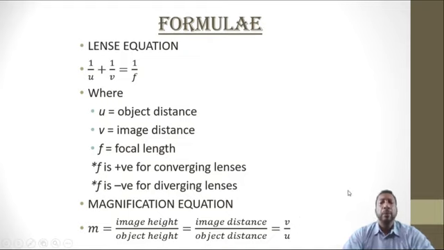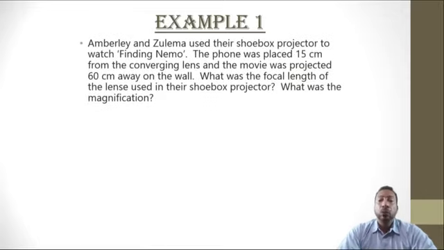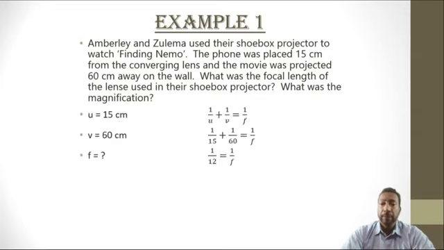So let's look at an example. Our first example. Let's say Amberly and Zulema used their shoebox projector to watch Finding Nemo. The phone was placed 15 centimeters from the converging lens and the movie was projected 60 centimeters away on the wall. What was the focal length of the lens used in their shoebox projector and what was the magnification? So we identify our givens. The object u is 15 centimeters, the image v is 60 centimeters.